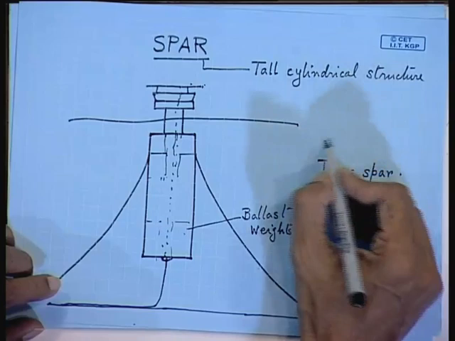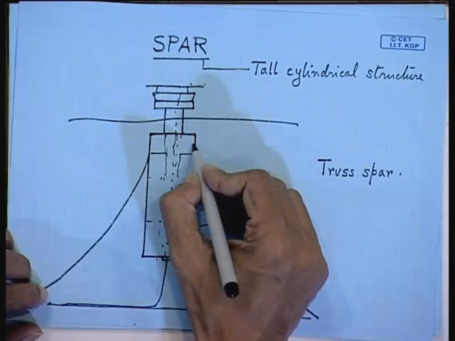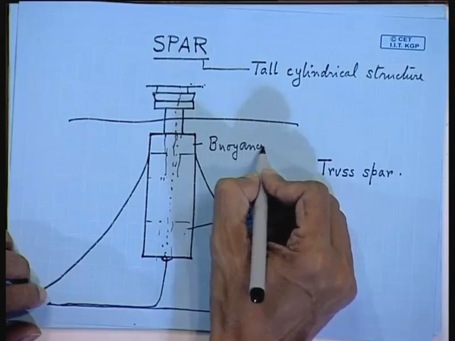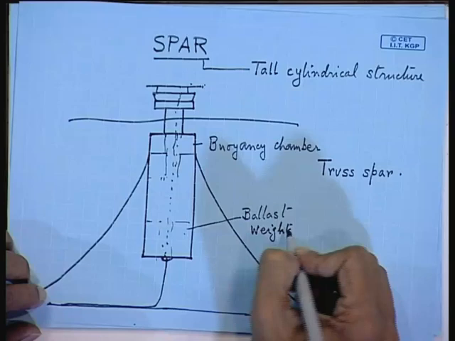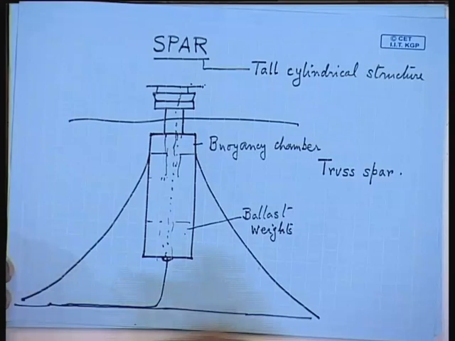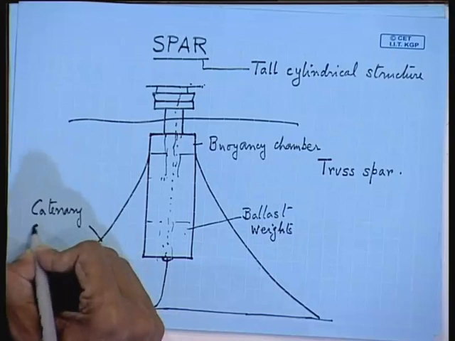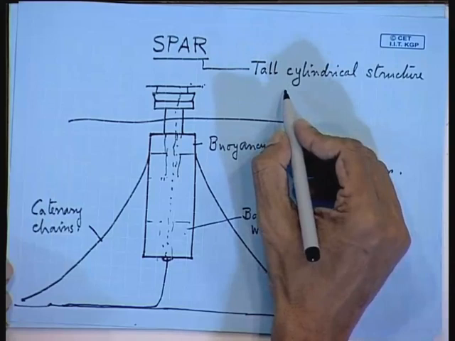I will give you the truss spar, I have not shown out here, but basically the spar will have a buoyancy tank at the top, or rather you write buoyancy chamber, and a ballast weight down below, or ballast tank down below, to keep it upright. And now, there will be a lot of surge, sway and all these motions, so they are restricted by means of these catenary chains. So your tanker is out here.